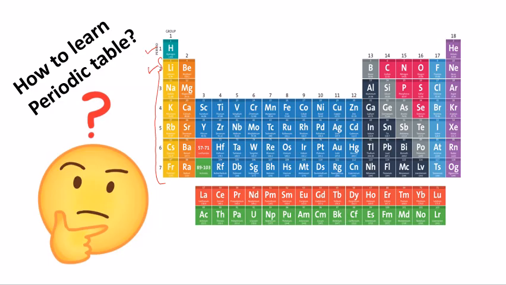And if we consider P block elements, we also have to learn from top to bottom. So boron group we have boron, aluminium, gallium, indium and thallium. And carbon group we have carbon, silicon, germanium, tin and lead. And nitrogen group we have nitrogen, phosphorus, arsenic, antimony and bismuth. And oxygen group we have oxygen, sulfur, selenium, tellurium and polonium.